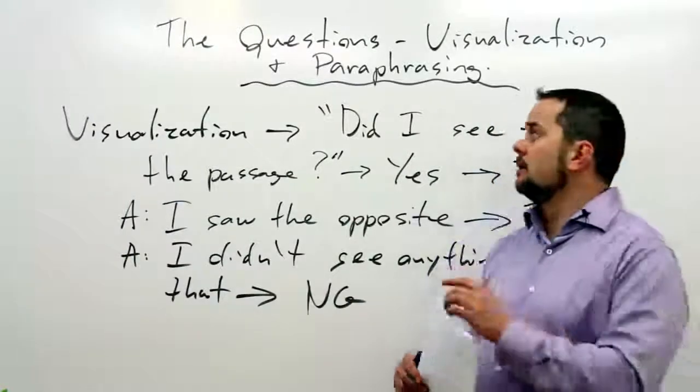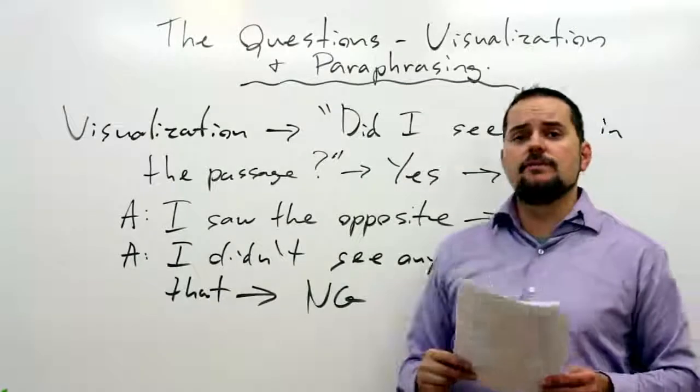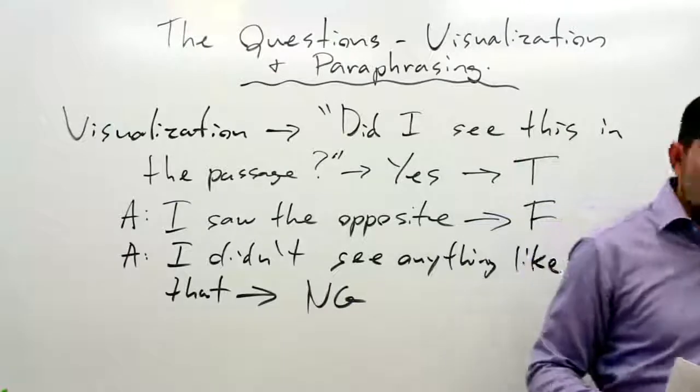All right, now the final strategy here for true, false, not given, which is of course paraphrasing. So let's have a look at that.